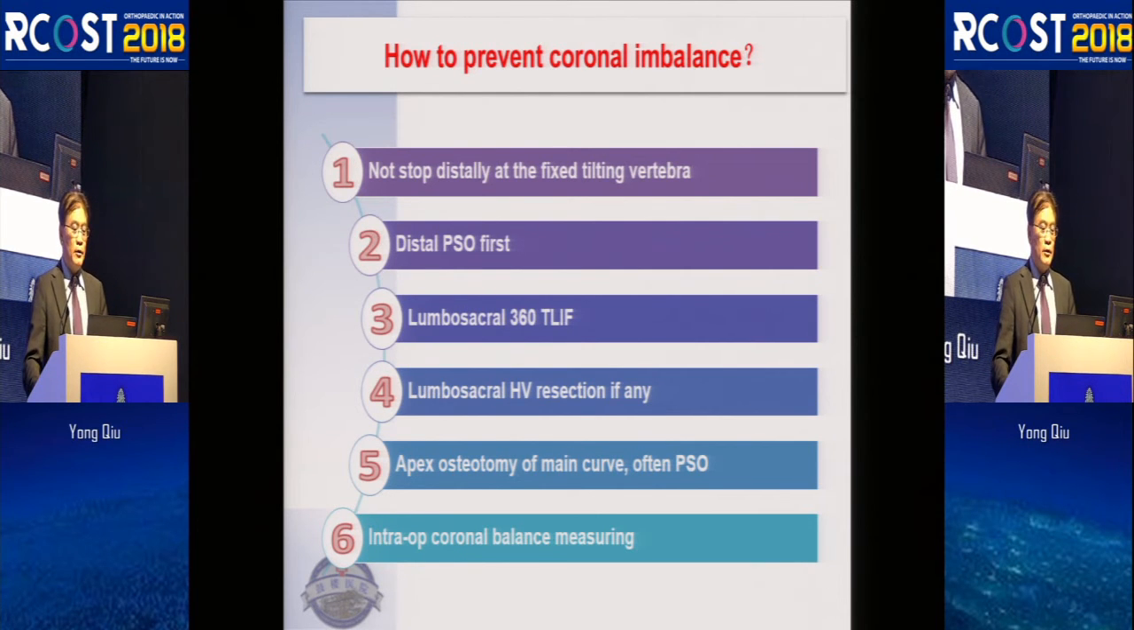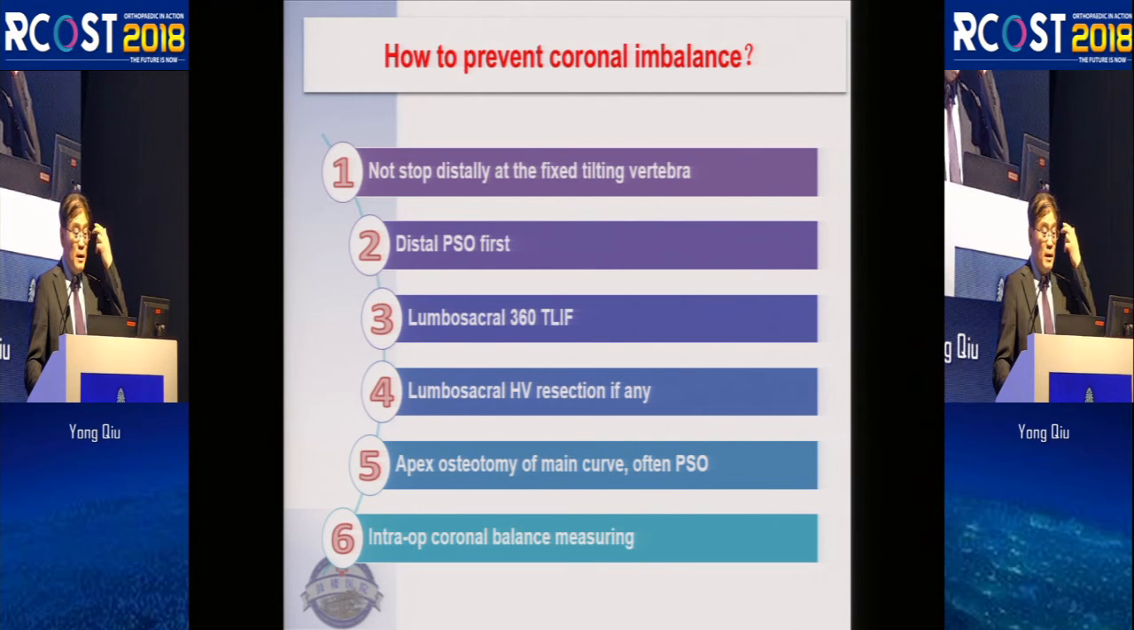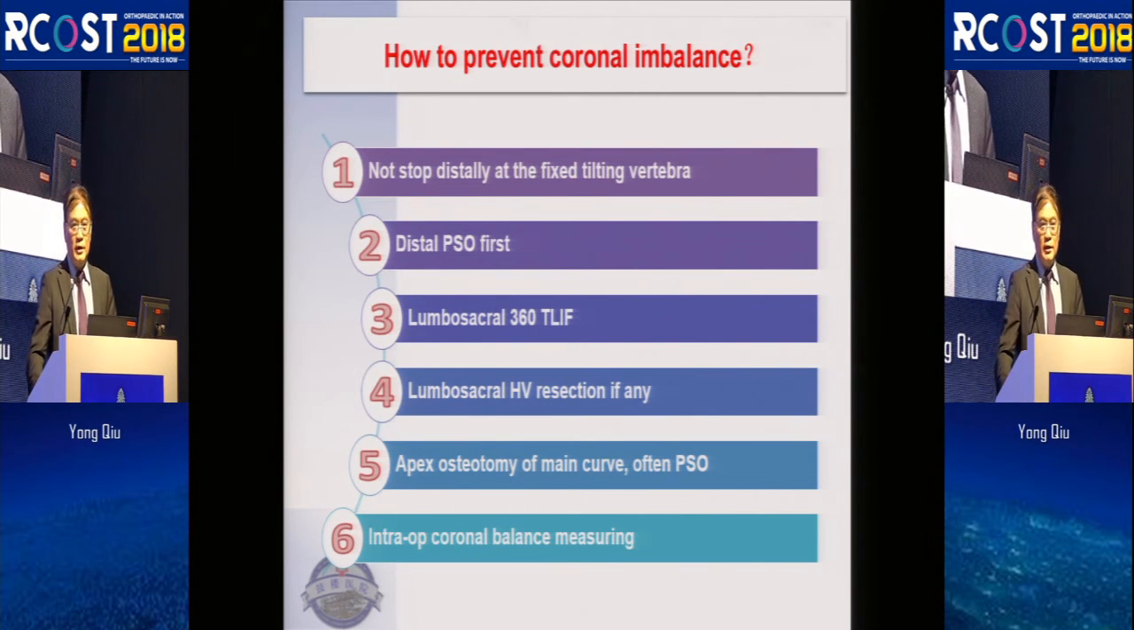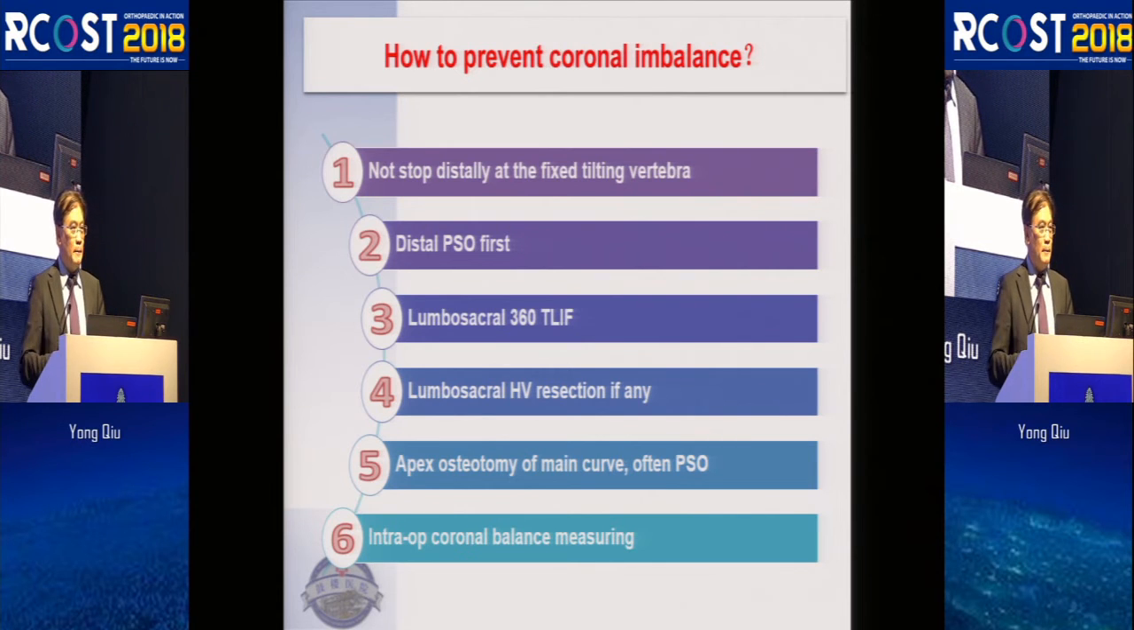So how to prevent coronal imbalance for the type C? Do not stop distally. It is a fixed tilting vertebra, and you must do distal PSO, not at the apex of the main curve, and the lumbosacral 360 degrees TLIF. For the traditional TLIF technique, you do TLIF on one side, but for type C patients, quite often you should do it bilaterally. So that means 360 degrees TLIF. If there is a hemivertebra, you must remove it completely.